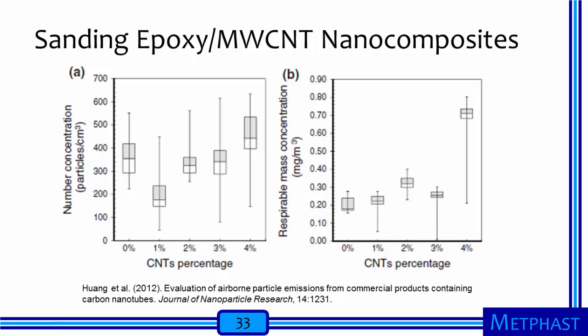As Huang and co-authors increased the amount of carbon nanotubes in the epoxy from 0% to 4% by weight, they found that sanding of the 4% composite produced the highest particle number and respirable mass concentrations among the various percentages. They attribute this finding to the high weight percent of nanotubes forming a nanocomposite that is more brittle than the nanocomposites with lower nanotube percentages, making it easier for sanding to break the nanocomposite into small particles.